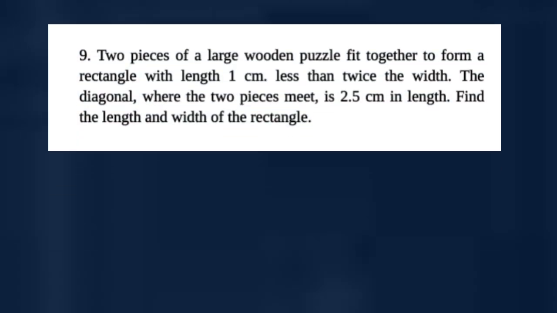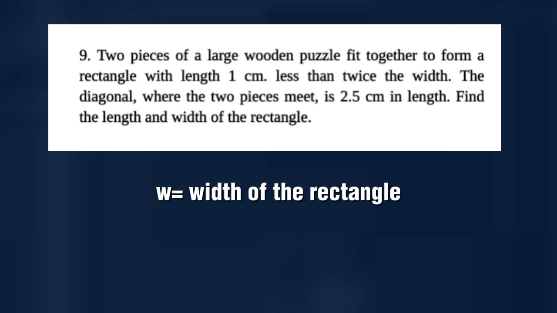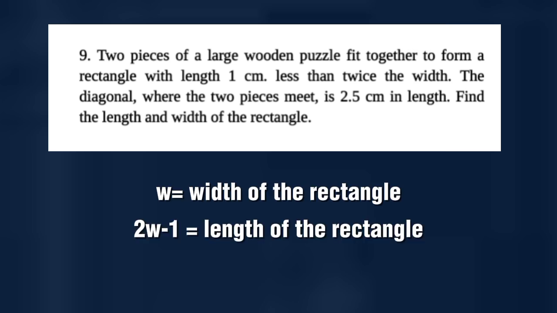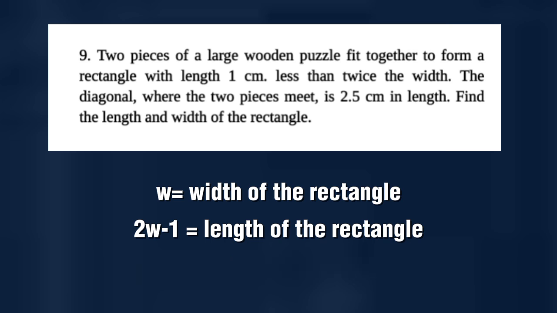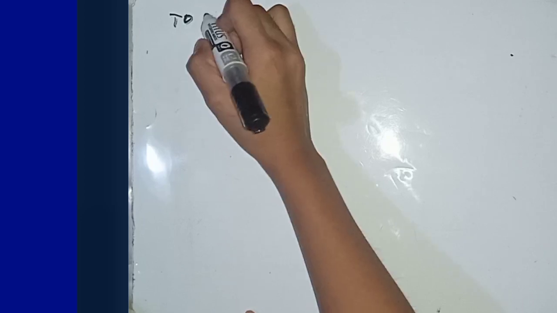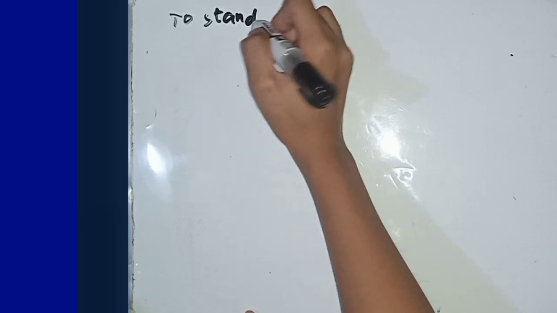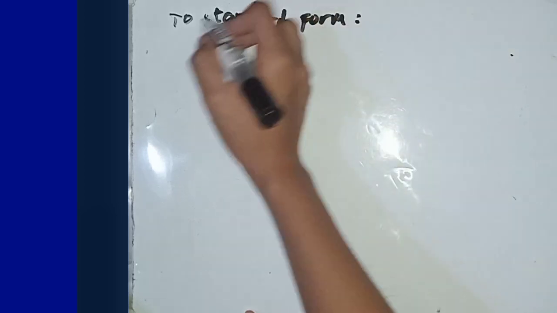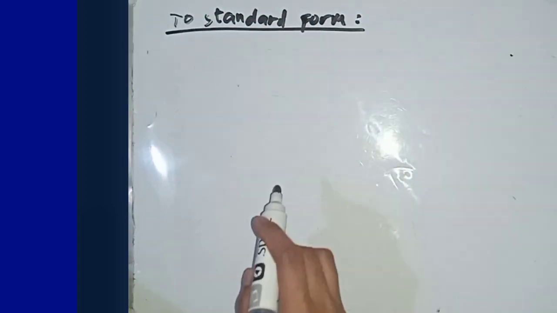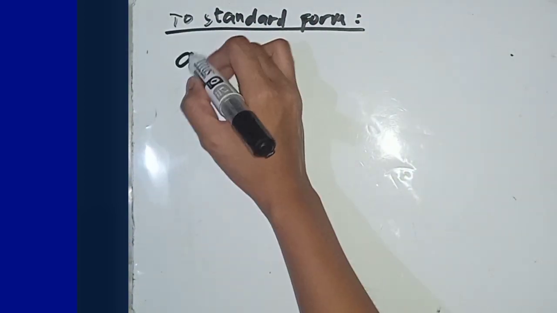And now, let us proceed to item number 9 of problem set number 2. So this is an area problem. Let us let W be the width of the rectangle, W minus 1 be the length of the rectangle, and 2.5 centimeters for the diameter, where the two pieces meet. The first thing that we will be doing is to make the equation to standard form. So we will be transforming the equation to standard form.